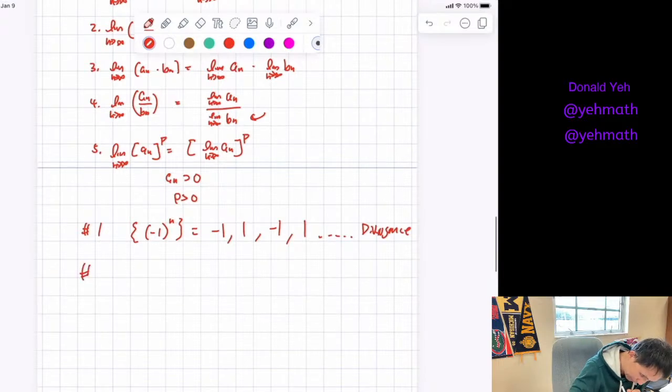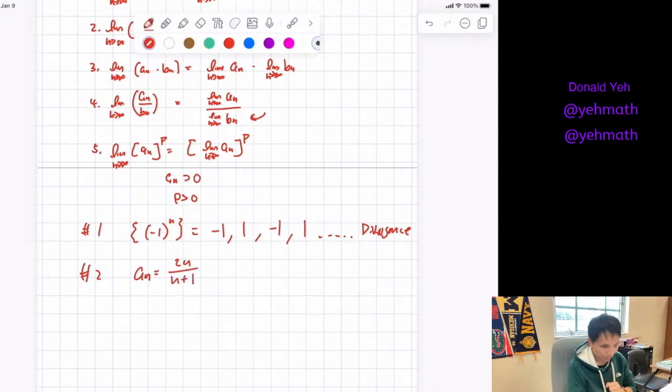Number 2. How about a to the n equal to 2n over n plus 1? Does this converge or diverge? Why? As n approaches infinity, a of n approaches 2. Good.